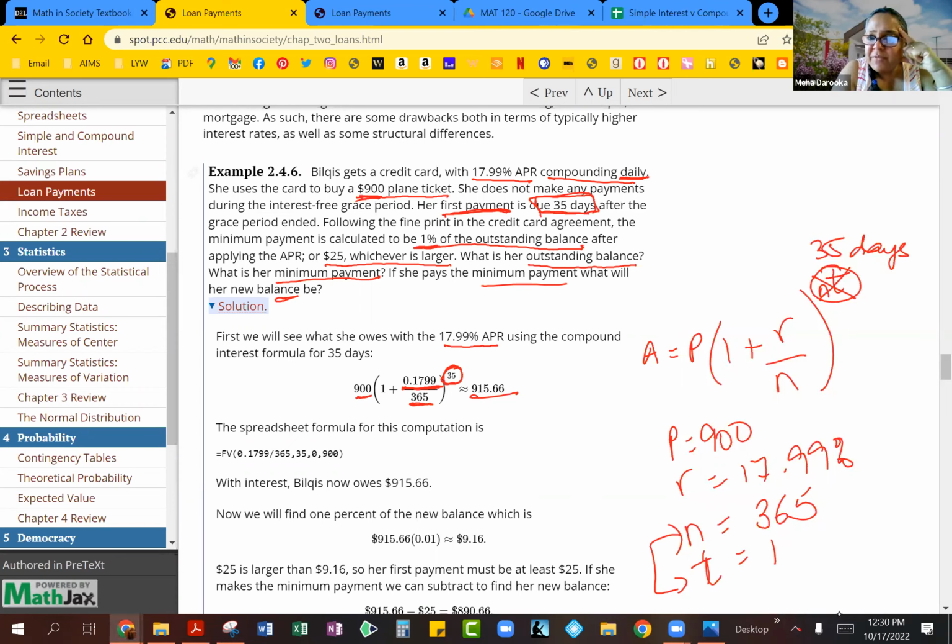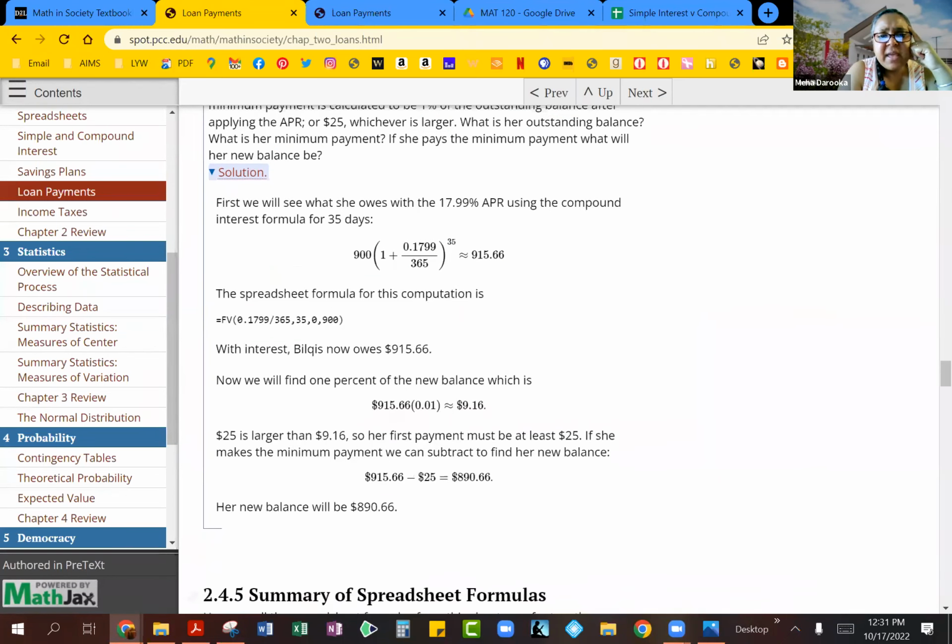So that's the only difference you're going to see here, guys, is in that exponent, because instead of doing N times T, like I said, you're not calculating this for an entire year, just for that billing period, which is going to be that 35 days over there. You can kind of see they are using the future value formula over here. They did the same thing. So 17.99% divided by 365. You're only doing this for 35 days.